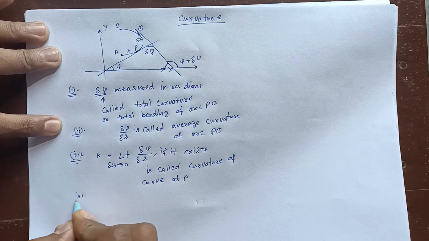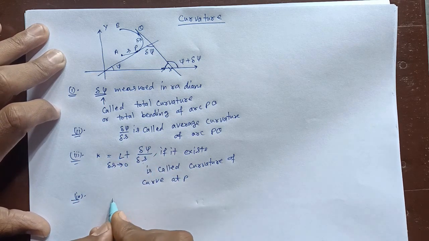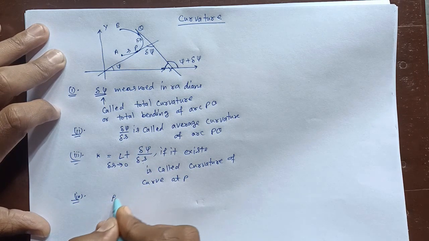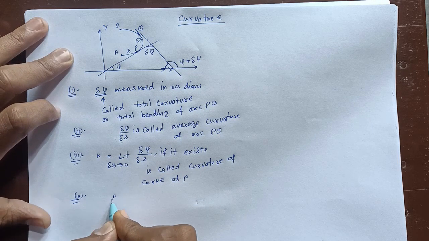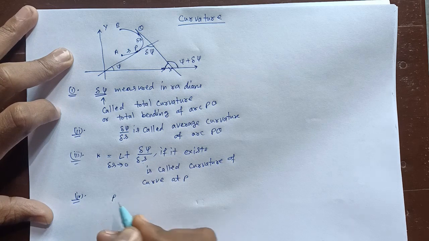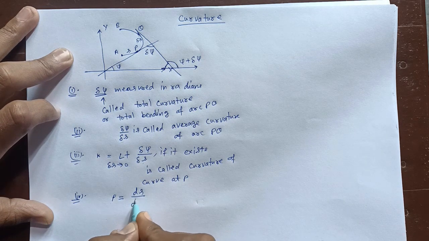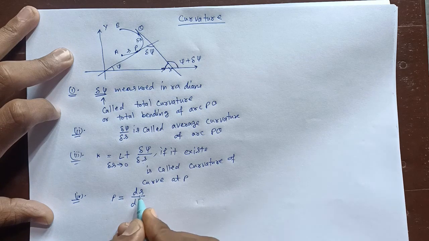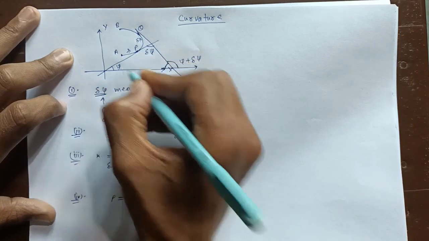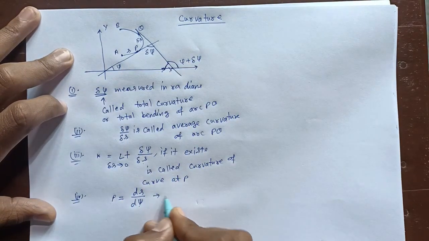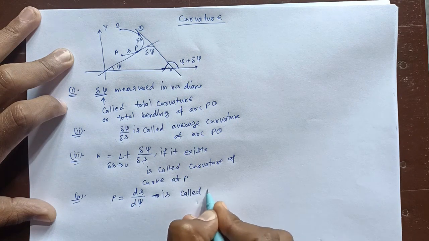And the fourth thing is reciprocal of this thing, denoted by rho. This symbol is a Greek letter and we call it rho. This is ds upon d psi, meaning change in S with respect to psi. This is called radius of curvature.